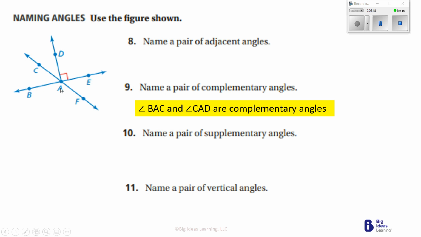So my first answer is BAC is vertical to EAF, and then possibly BAF to CAE. Well, it looks like BAC, just like I said, and EAF are vertical. They left this one out because they figured this line intersecting, I guess, made it too hard for you to visualize that one.